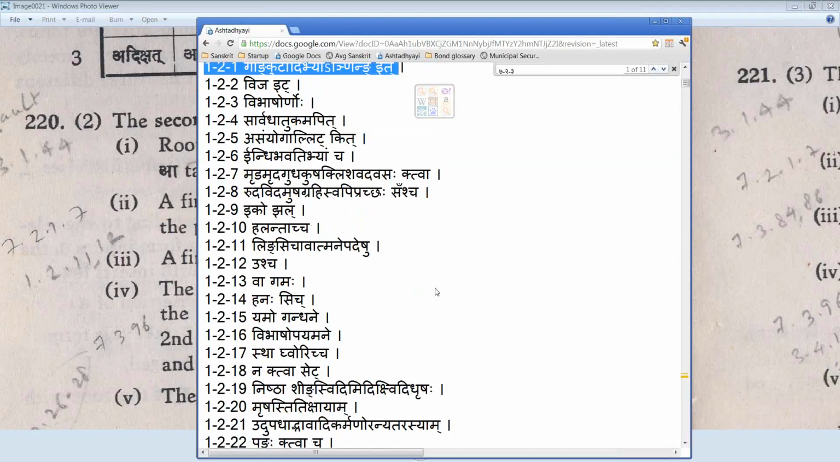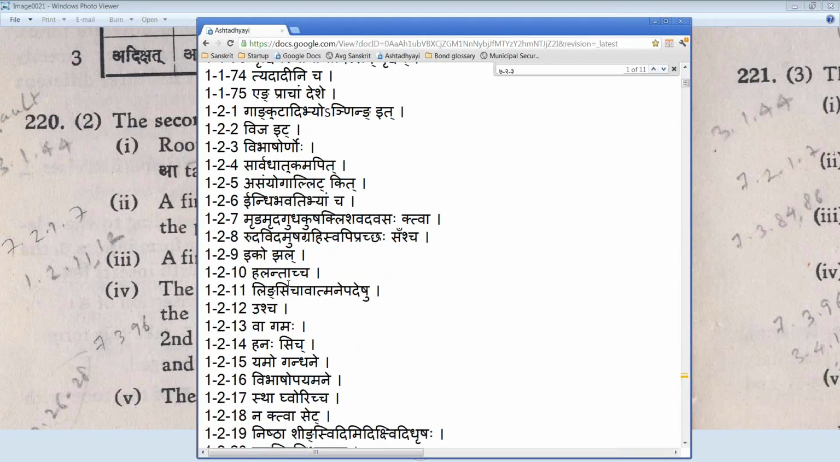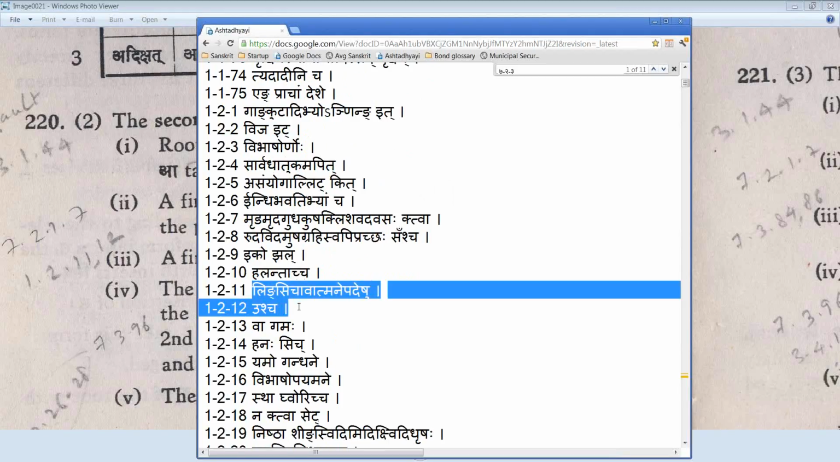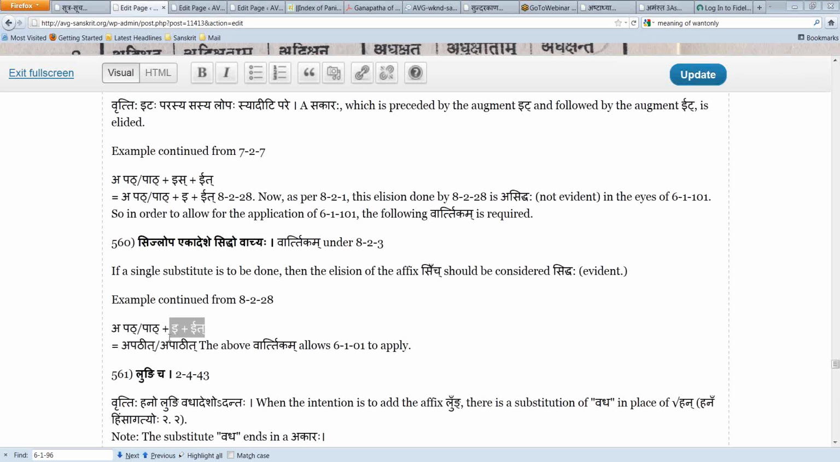And of course we know the sutram which we have used a lot, which is sarvadhatukam, and we have also used asanyoga lit kit. Anuvritti of kit comes down here. So right now we are looking at these two, ling sicha atmanepadeshu and ushcha. Okay. Now, let's see these rules. Let's go to our Sutra Suchi here, and let's see if we can read this.